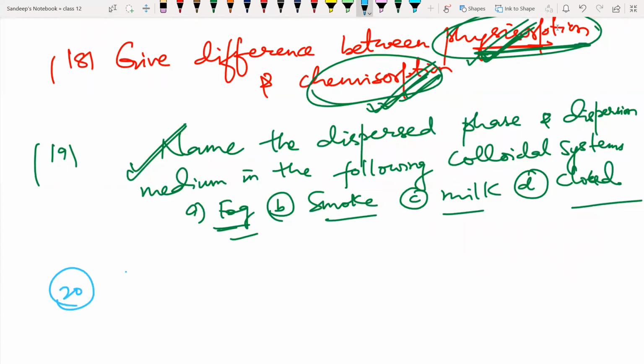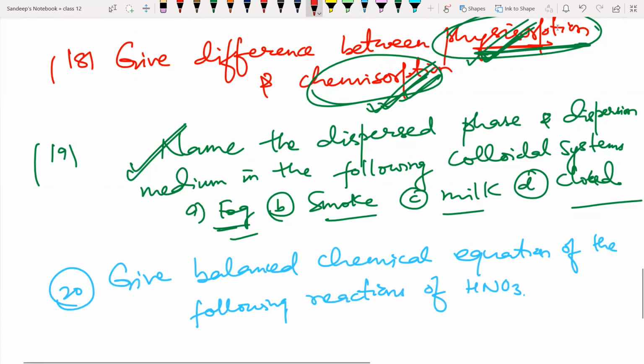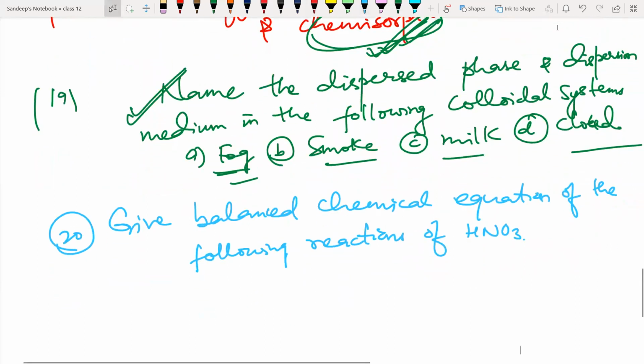Question 20, you have to give balanced chemical equations of the following reactions of nitric acid. So this is nitric acid reaction with different substances is really very, very important.